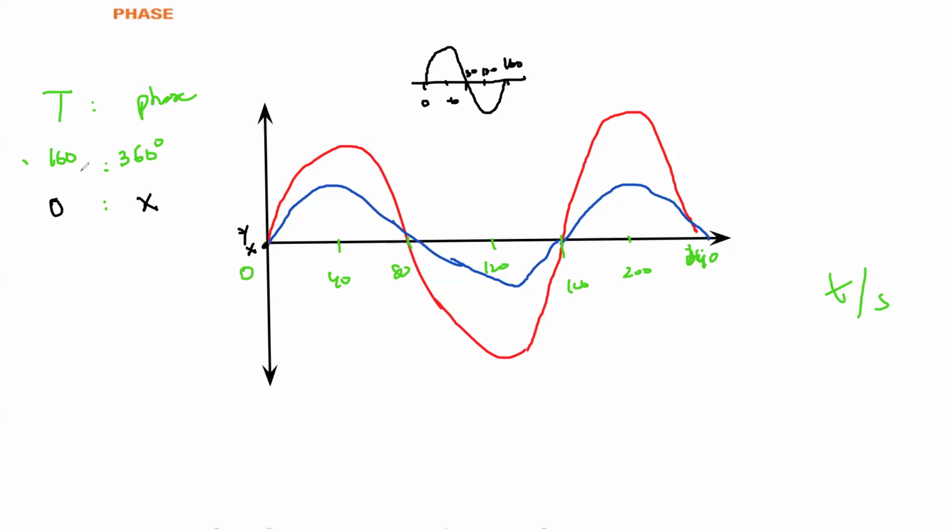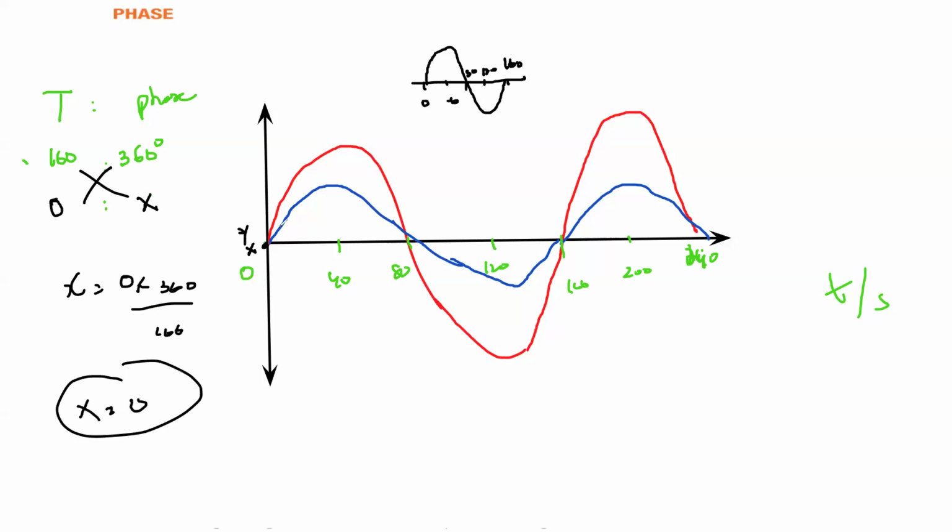So, zero is equal to x. We just cross multiply. So, x is equal to zero multiplied by 360 divided by 160. So, what we'll get, x means the phase difference. So, we get a phase difference of zero. So, what is the phase difference between these two waves? They don't have any phase difference because the two waves are starting from the same point.